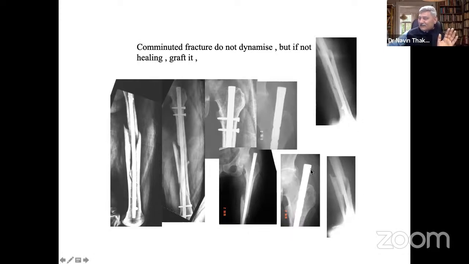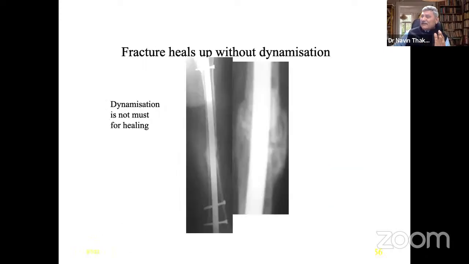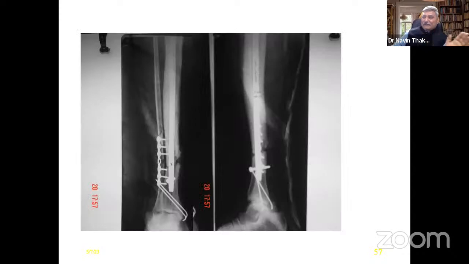Here you can see the surgeon has made it unstable. The nail has migrated. On one side, it is removed. So again, at the cost of rotational stability, do not dynamize. If you feel that with one dynamic screw, you can have a good rotational stability, then you can dynamize. Or you can do grafting like this. Dynamization is not a must for healing. Fracture heals without dynamization. That is what the paper has said. But there should not be any obstruction in dynamization, like a screw here or like this.